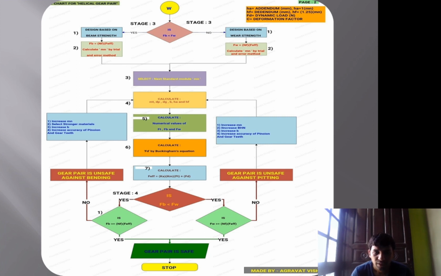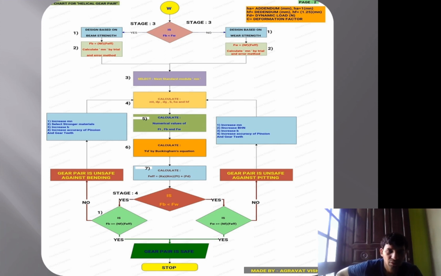From this formula, again a question arises: is FB greater than or less than FW? If FB is less than FW, then we check the design: FB must be equal to or greater than factor of safety multiplied by F effective. If this condition is satisfied, then our gear pair is safe. And if FW is greater than FB, then FW must be greater than or equal to factor of safety multiplied by F effective. Then our design is also safe if this condition is satisfied.